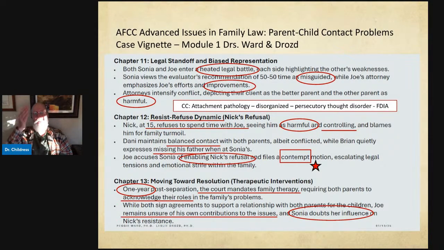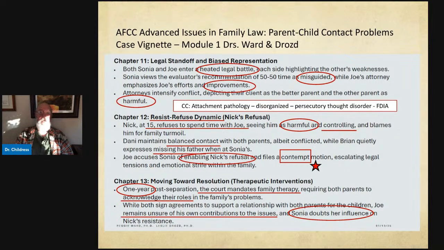So what I'm looking at is an attachment pathology, disorganized attachment with Nick and his dad, and a persecutory thought disorder and factitious disorder imposed on another. All those are child psychological abuse by the mother of Nick. At 15, he refuses to spend time with his dad. There we go. There's your severe attachment pathology because he views his dad as harmful, persecutory delusion, and controlling.